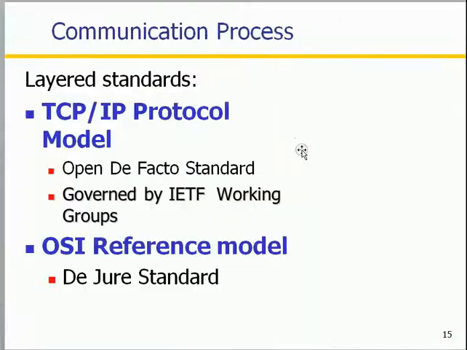And communication process. So there are two types of protocol models. Now we are already going to communication process. So the first type is TCP and IP protocol model, which is de facto. That means it's not legalized, legislated by an organization. However, the OSI reference model is a de jure standard. That means it is legislated by ISO.